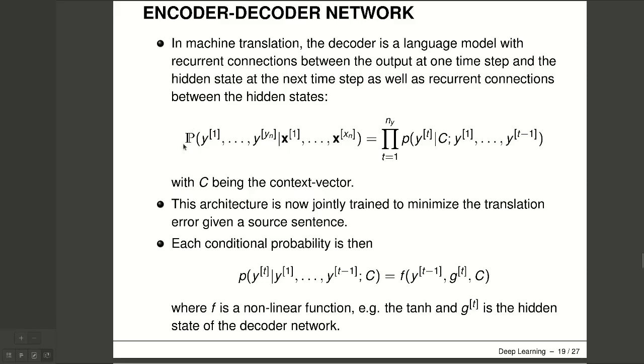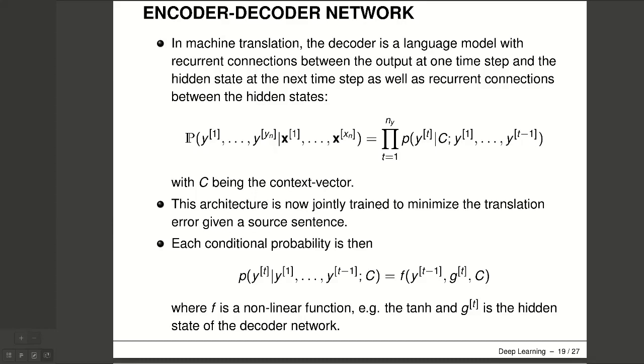Well, we can show it like this. We need to calculate the probability of the output, which we show by y, given the input sequence x1 to xn. To this end, we need to calculate the probability of y at time step t given the context vector c, which we can see here. And the architecture is jointly trained to minimize the translation error given a source sentence.